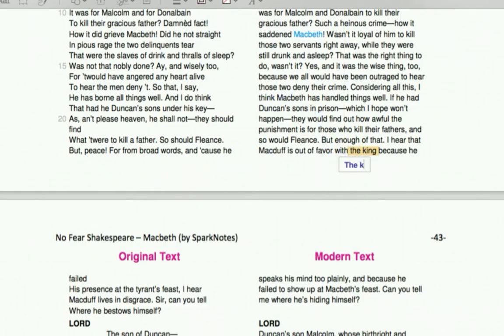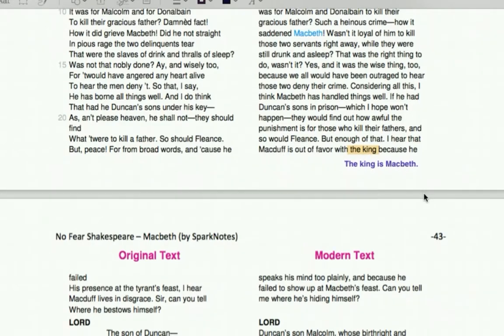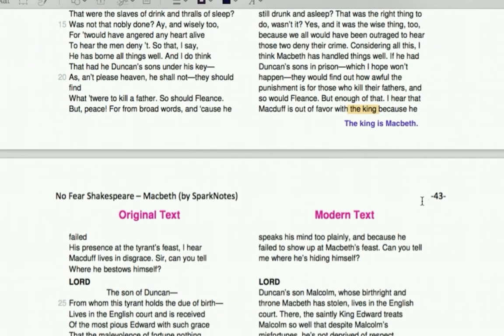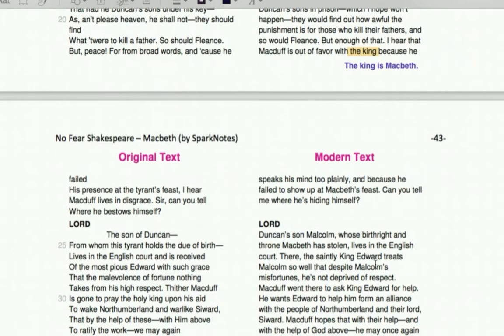So the king is Macbeth. Something has happened where Macduff and Macbeth are not on good terms. And so he's asking, do you know where he is? Because he failed to show up to Macbeth's feast. Can you tell me where he's hiding himself?